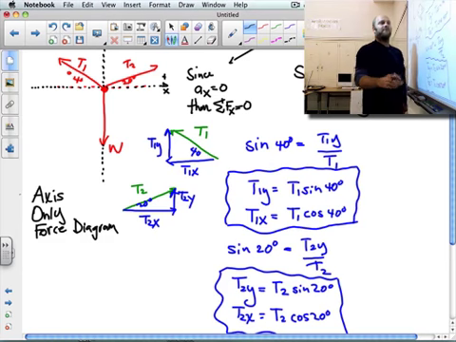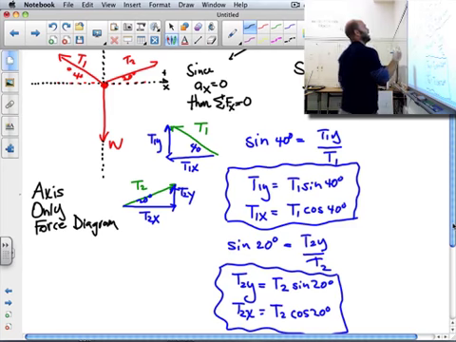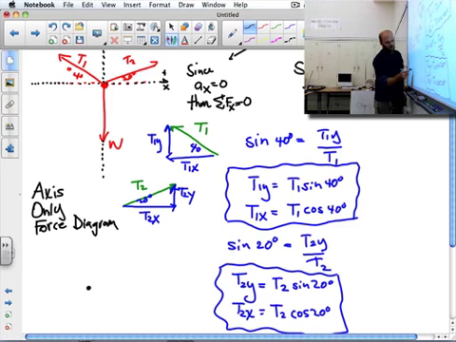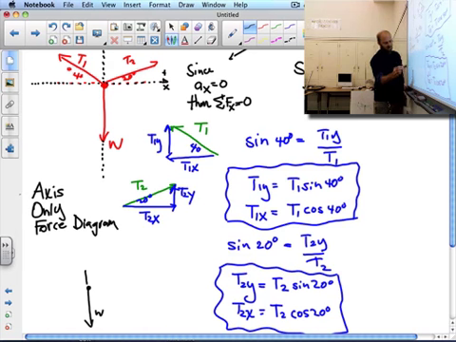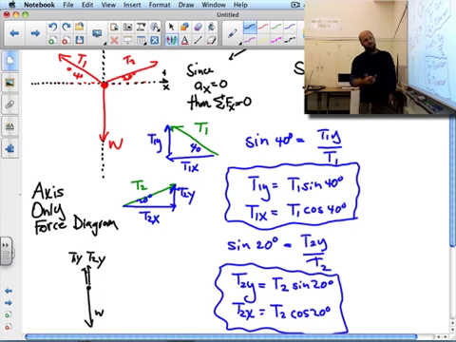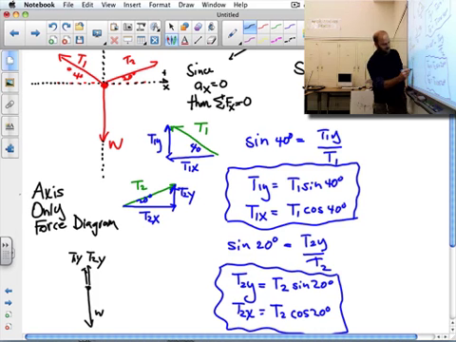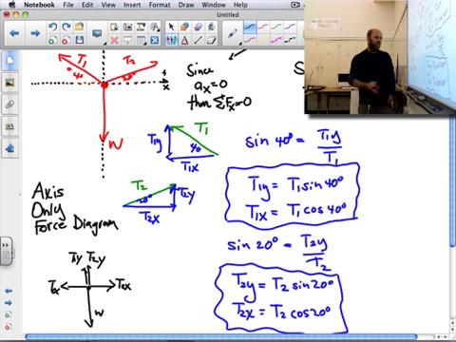All right? I've got weight. Weight was already along my vertical axis, so I got weight down. And the T2y and T1y are going to add up to balance my weight. So I'll call this one T1y, T2y. And my T1x will be to the left, and that should exactly balance my T2x. So now I should be ready to solve for everything.